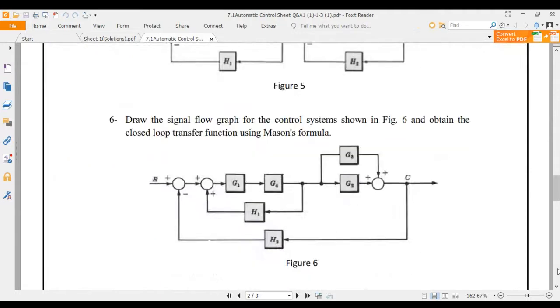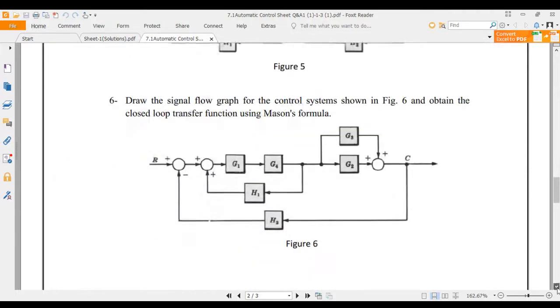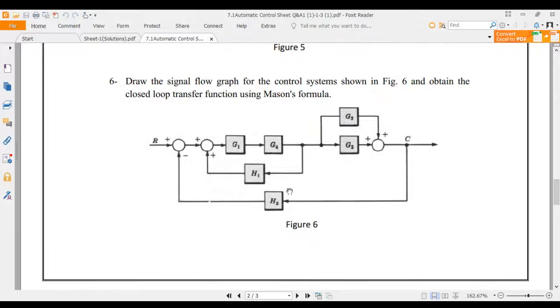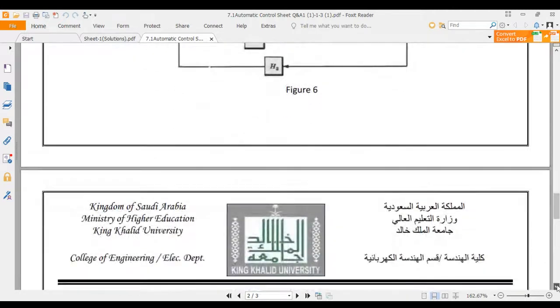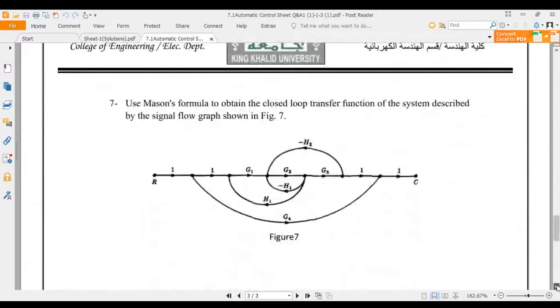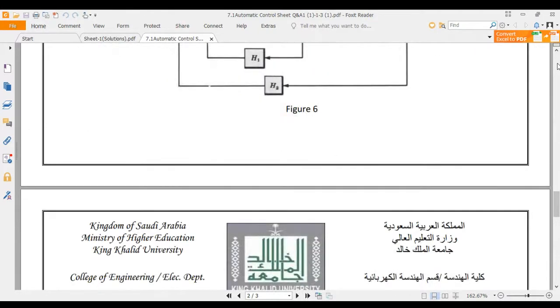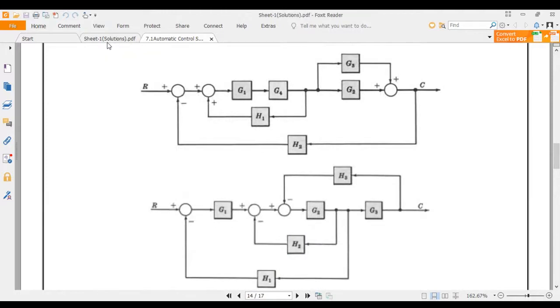So you can see the question here: 1, 2, 3, 4. The last question is signal flow graph. You need to convert this block diagram to signal flow and apply Mason's gain formula. And another question is also there. Maybe one question will be homework for you for signal flow graph. We will see the signal flow graph in the next week. Thank you.